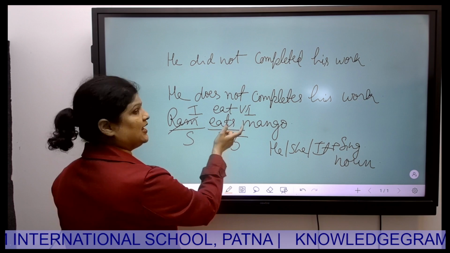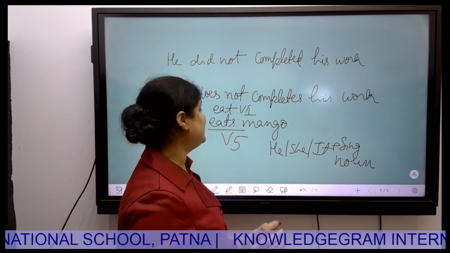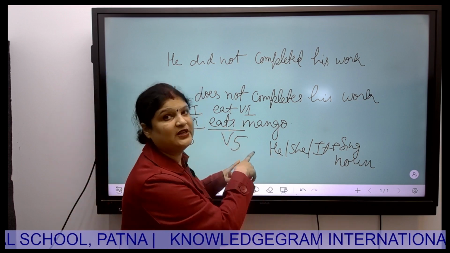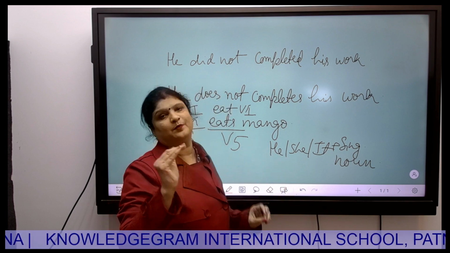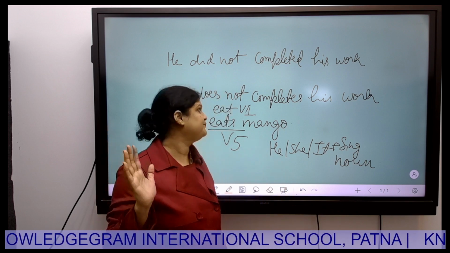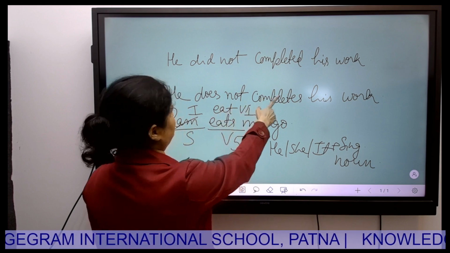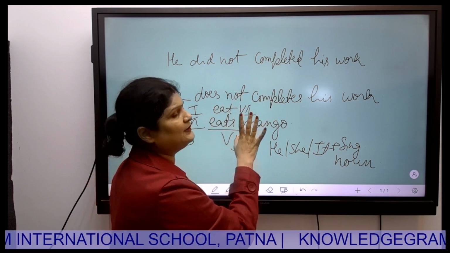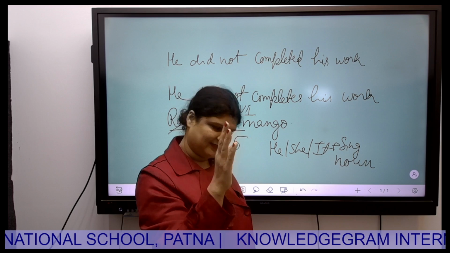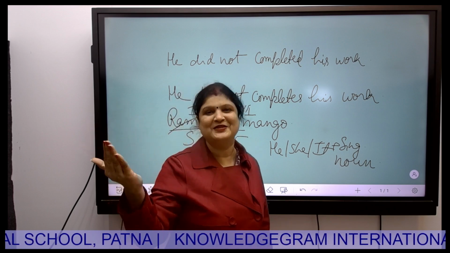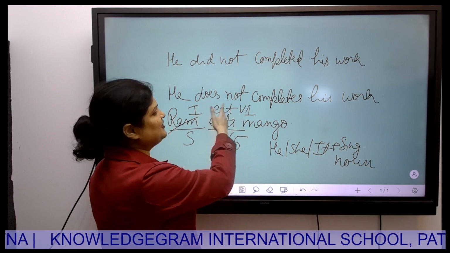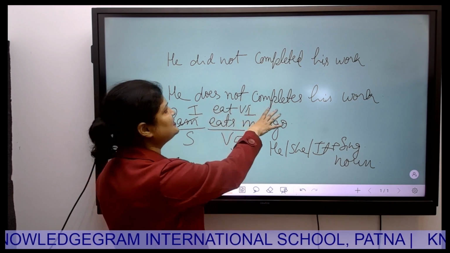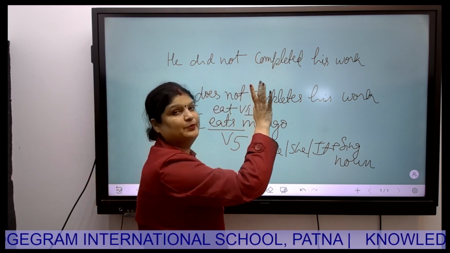Right? Okay. So let's come to this sentence. As I told you, with he, she, it, this usage of V5 is only, remember this, only in simple present tense sentences. So this sentence, in which tense is it? He does not complete his work. Don't worry about the mistakes present in the sentence. I have intentionally done that. Yes, which tense is this? Again, simple present. And this one is simple past tense.